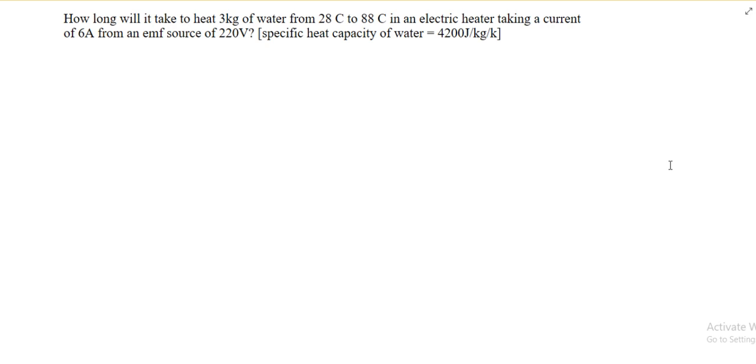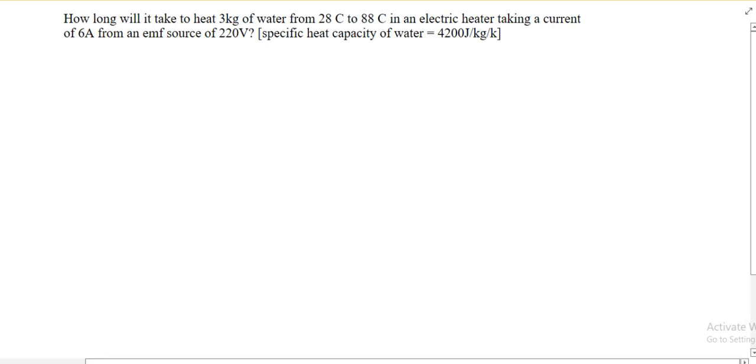Today we'll be solving a new question on the topic measurement of heat energy. And the question goes thus: how long will it take to heat 3 kilograms of water from 28 degrees Celsius to 88 degrees Celsius in an electric heater taking a current of 6 ampere from an EMF source of 220 volts? The SHC of water is 4,200 joules per kilogram per Kelvin.